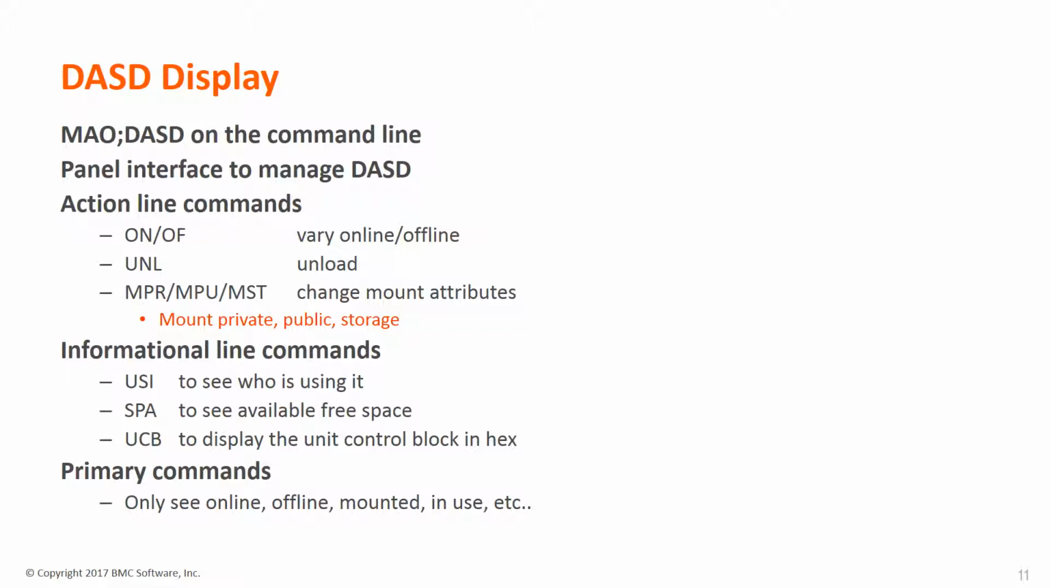There are informational commands to see who has the device allocated, as well as to see available free space with the SPA line command. We also, like with the tape, can filter the data looking at only the online or offline devices. Maybe we only want to see the devices that are in use, so on and so forth, which can be very helpful when you have thousands of devices.